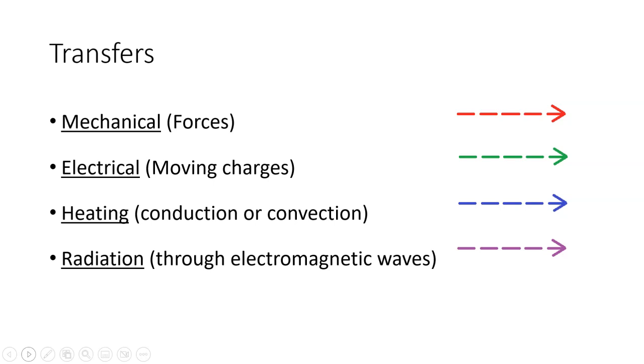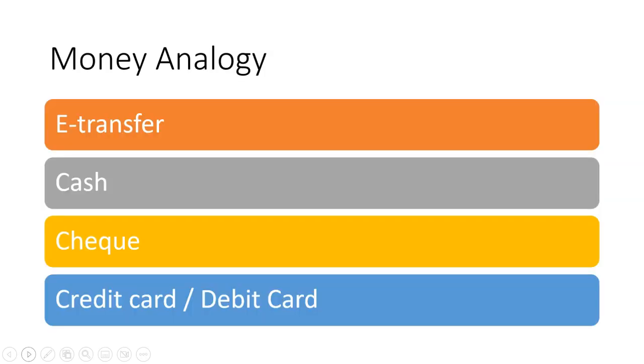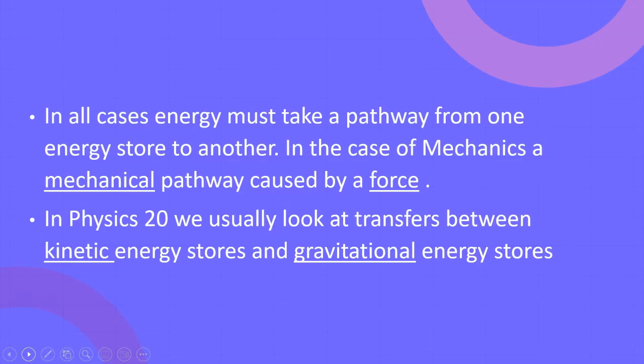And these transfers operate in a very similar way as money. We can have money stored in a bank, we can have it in our wallet, we can have it in our sofa. But what we're talking about as a transfer, we're talking about things like an e-transfer, or paying cash, or writing a check, or using a debit or credit card as ways that we're moving money from one place to another, right?